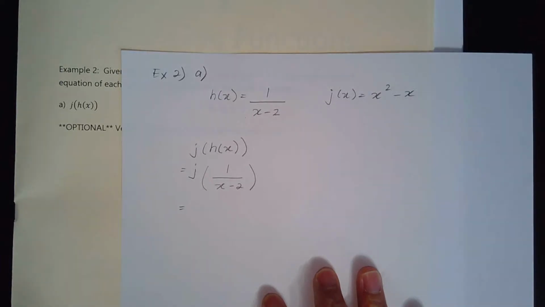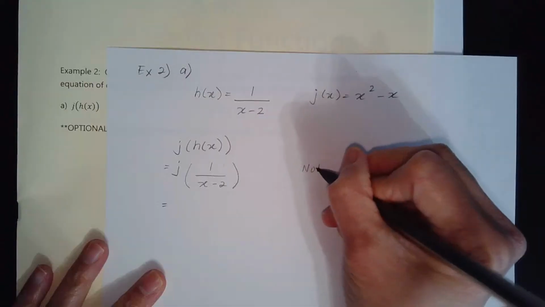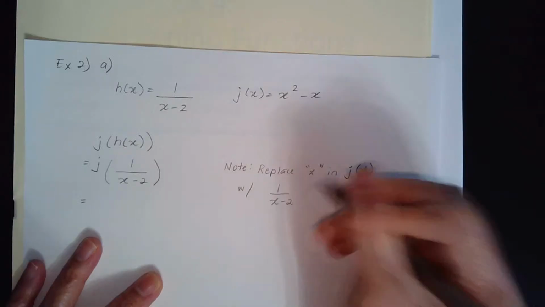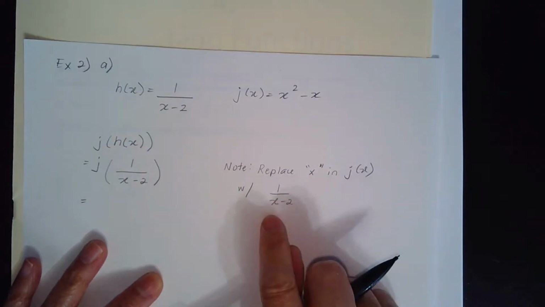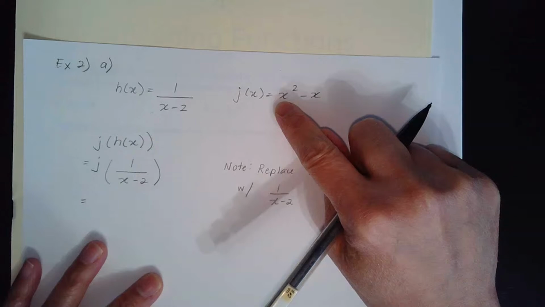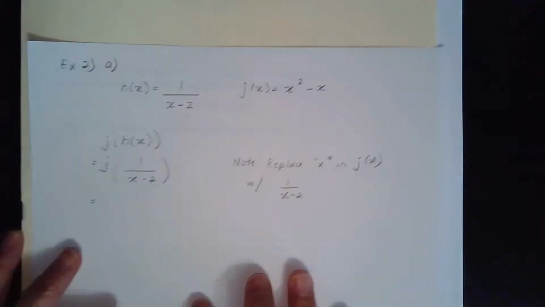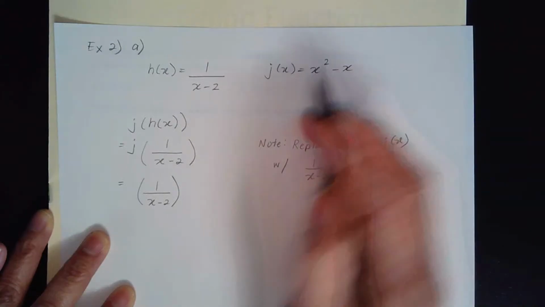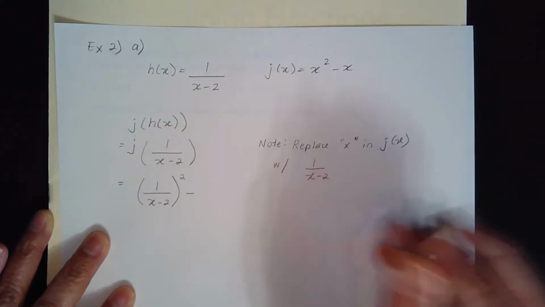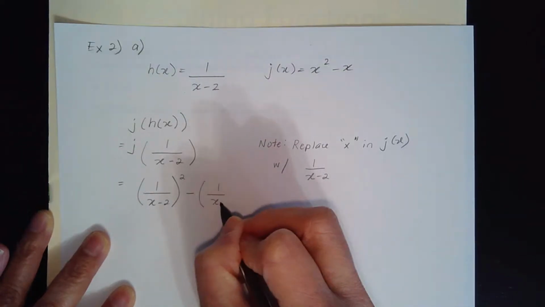Now the next part is that we're going to evaluate the function. Wherever we see x, we're going to replace it with 1 over x minus 2, minus 2. And then I see an x there again, so I'm going to replace that with 1 over x minus 2. There's a square on the outside, so I'm going to square that one, minus, again, x, which I replace with 1 over x minus 2.